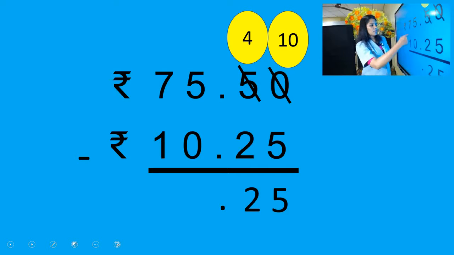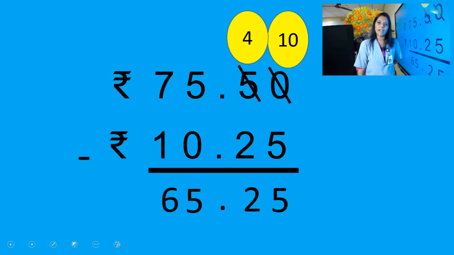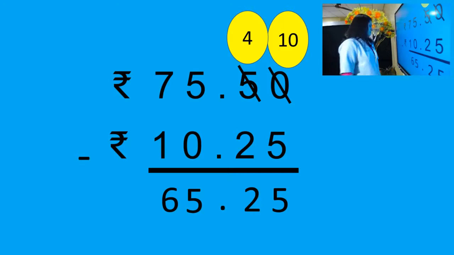Okay. Now here you can reduce without any borrowing. So what is 5 minus 0? It is 5. What is 7 minus 1? It is 6. You know what minus 1 means? Minus 1 means we have to write the number before. What is the number before 7? It is 6 itself. Okay. So you got the answer.